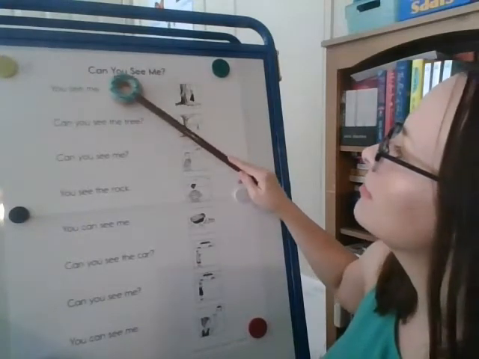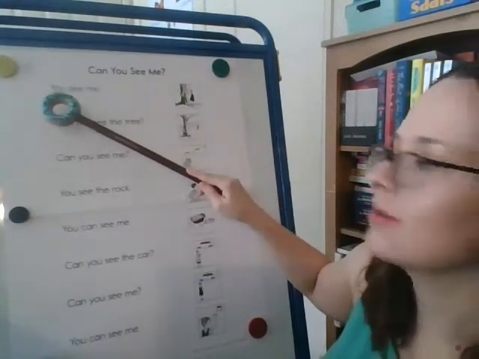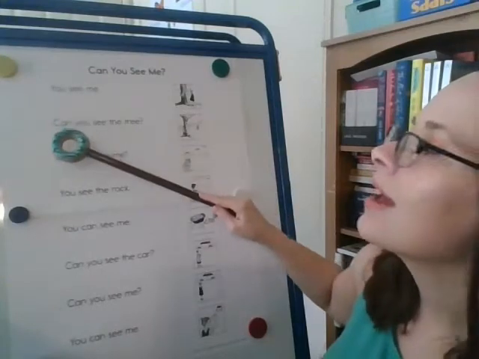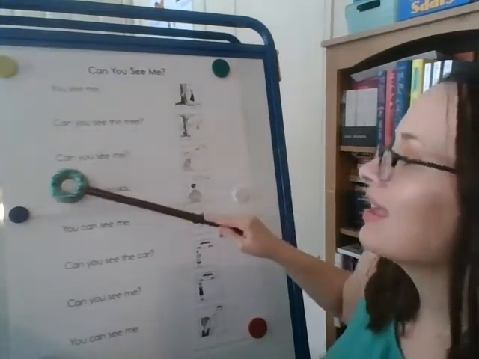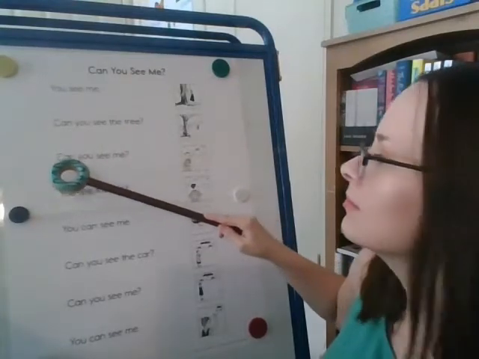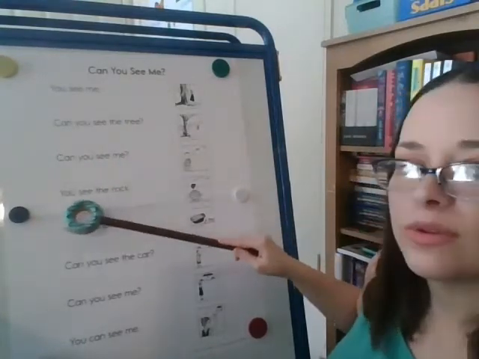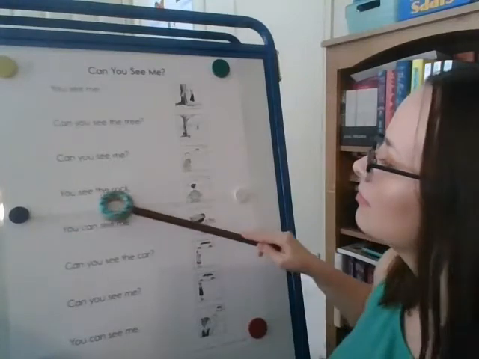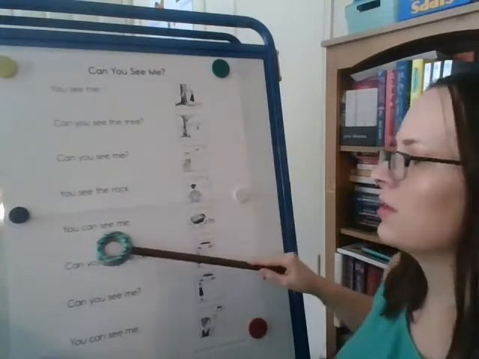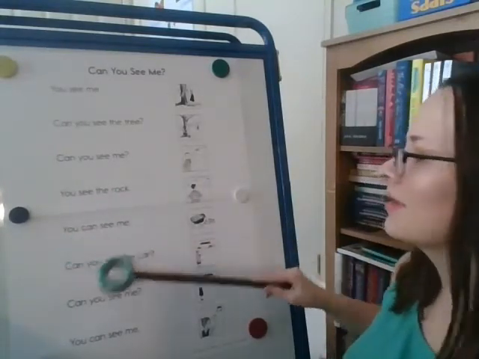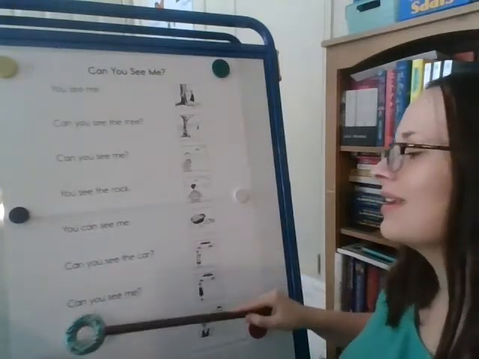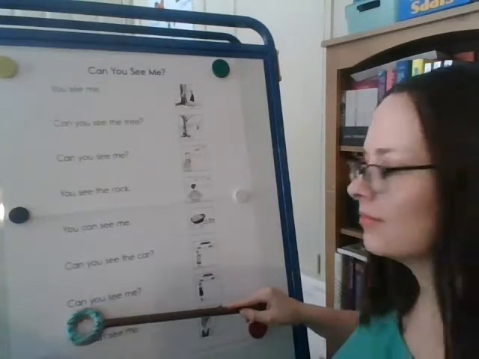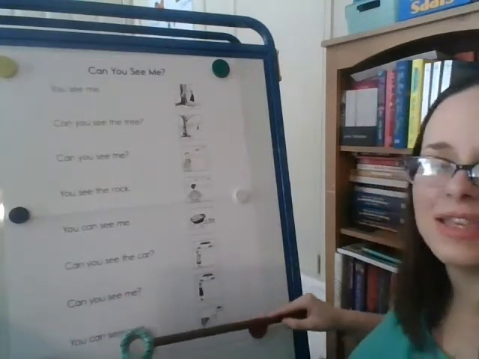Read. You see me. Read. Can you see the tree? Read. Can you see me? Read. You see the rock. Read. You can see me. Read. Can you see the car? Read. Can you see me? Read. You can see me. Read.